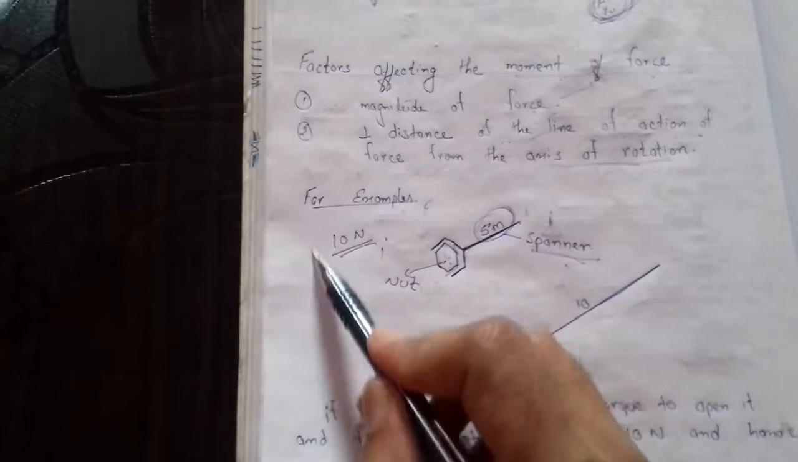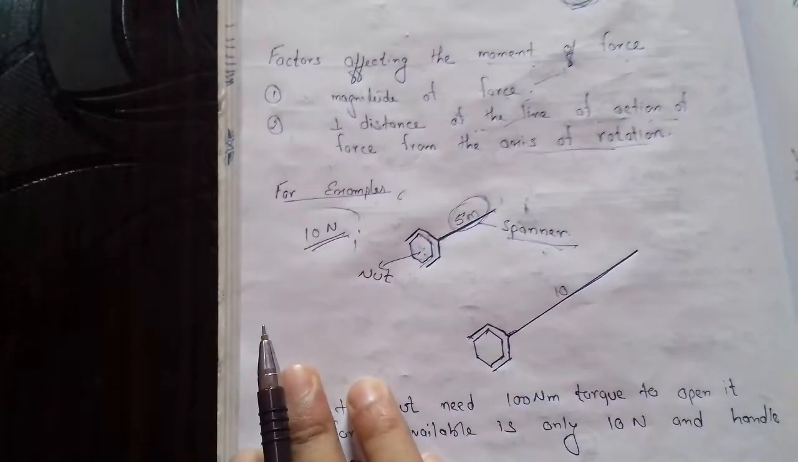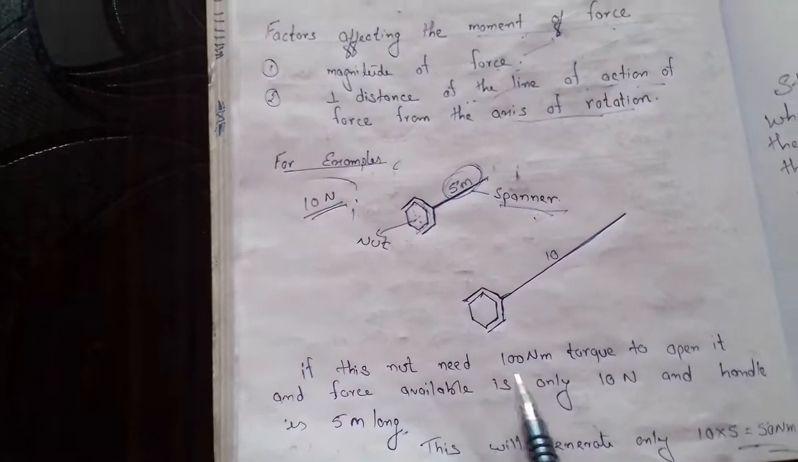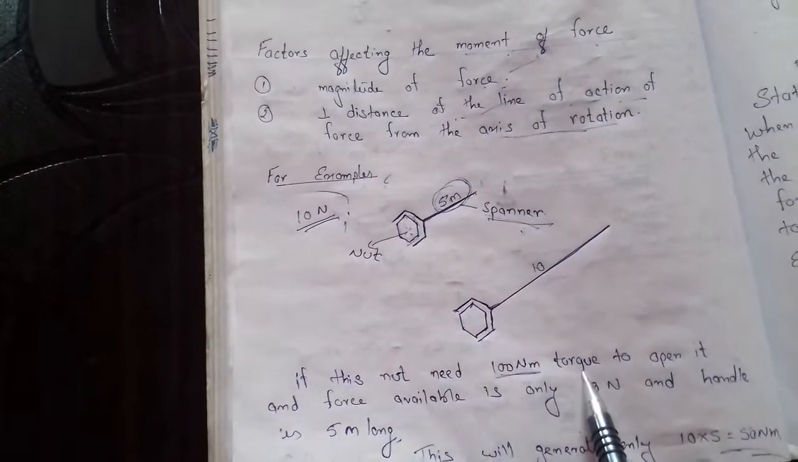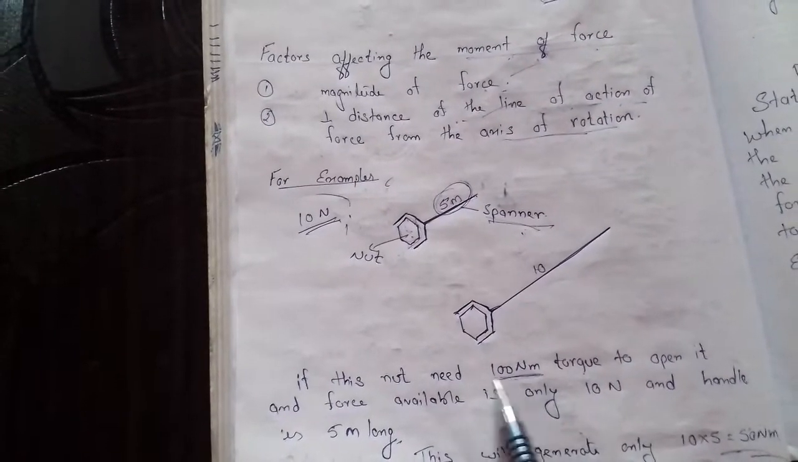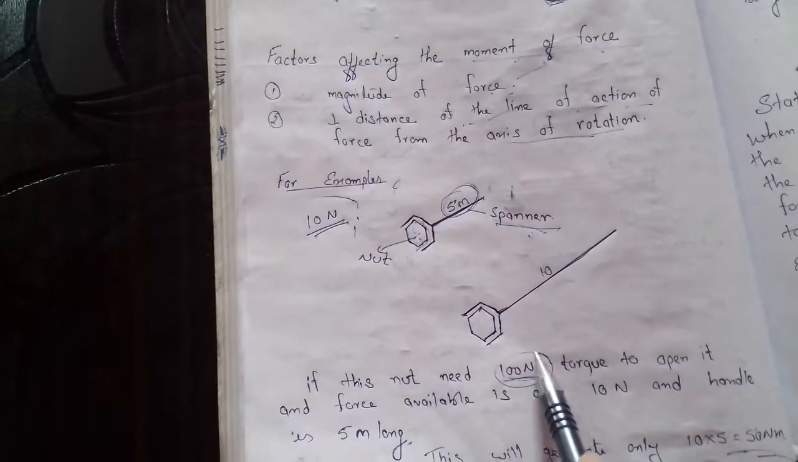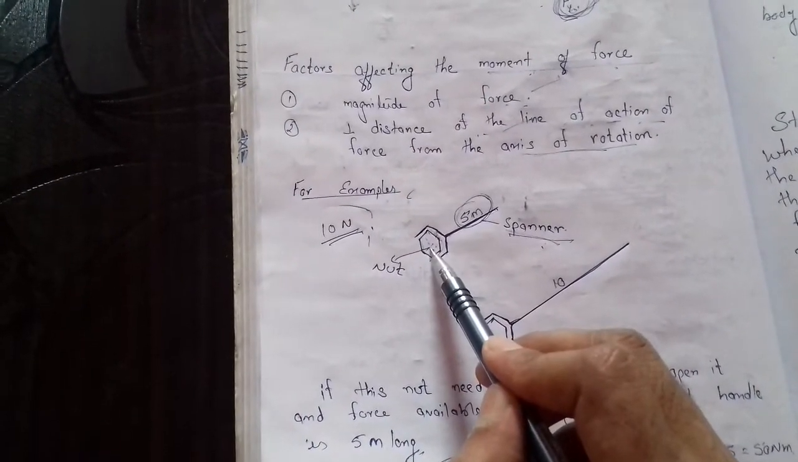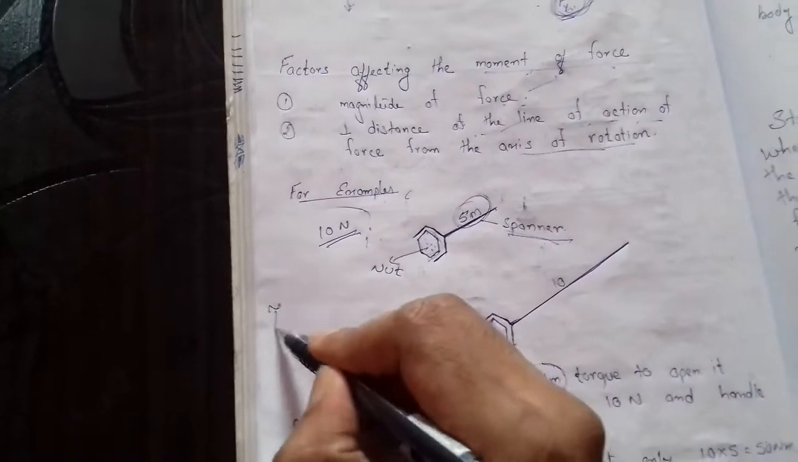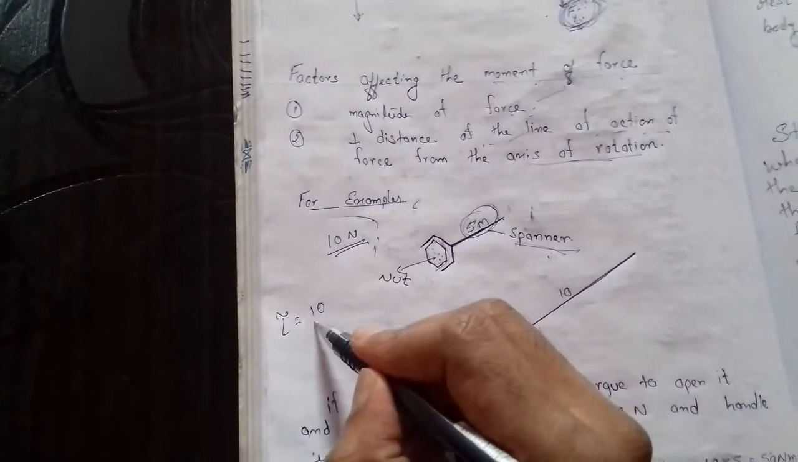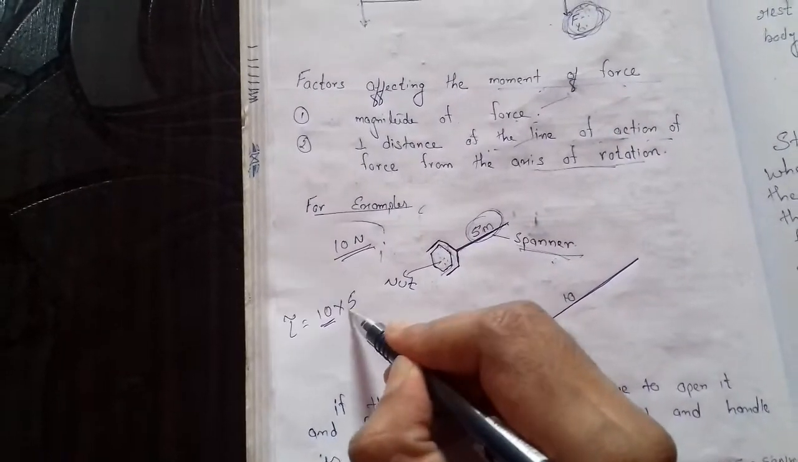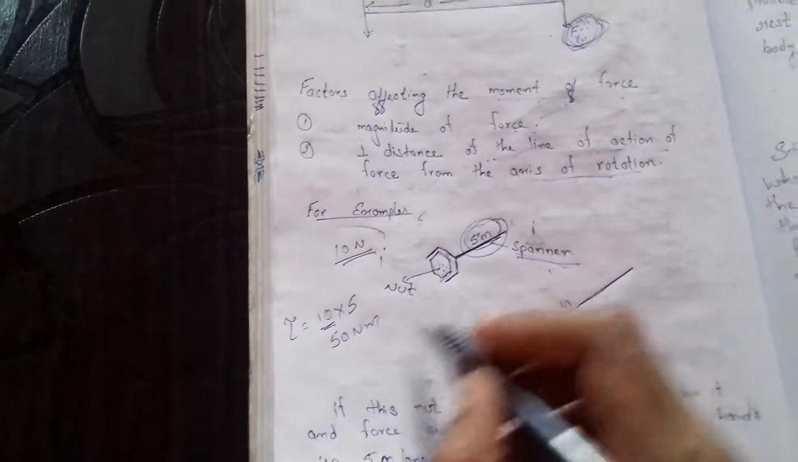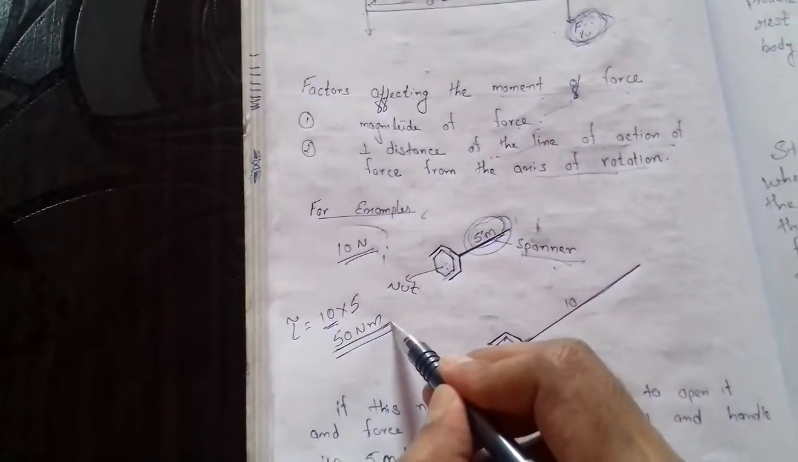In any case, we can apply only 10 Newton of force, not more than that. If this nut requires 100 Newton meter torque, only then will it turn and open. You all know the formula for torque. Torque is equal to force into distance. Here, with this spanner of 5 meters, we can generate only 50 Newton meter torque.